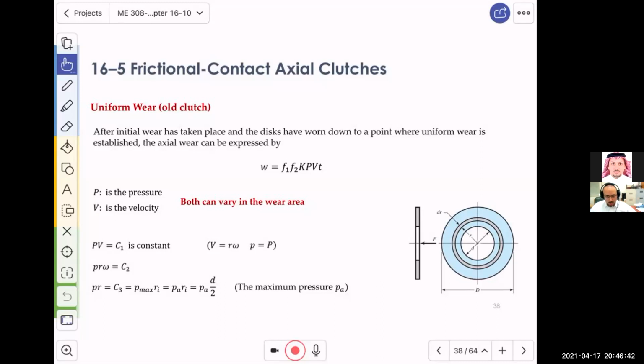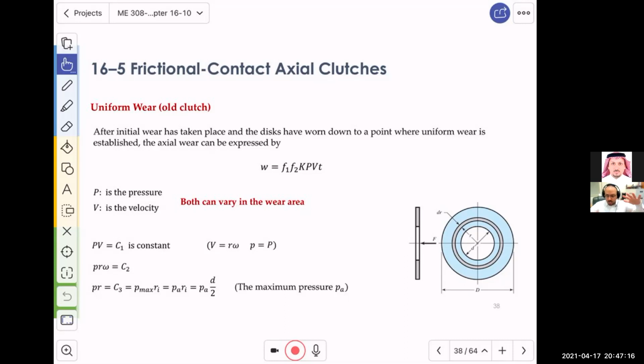Well, if you read the sentence below, it says that after initial wear has taken place, which we talked about a minute ago, we said that there is an initial wear that can happen right on the top layer because the velocity there is way more than the bottom layer, and that's why friction is more. And assuming that the whole disk is rigid, then you can't do anything about it. So the disk has worn down to a point where uniform wear is established.